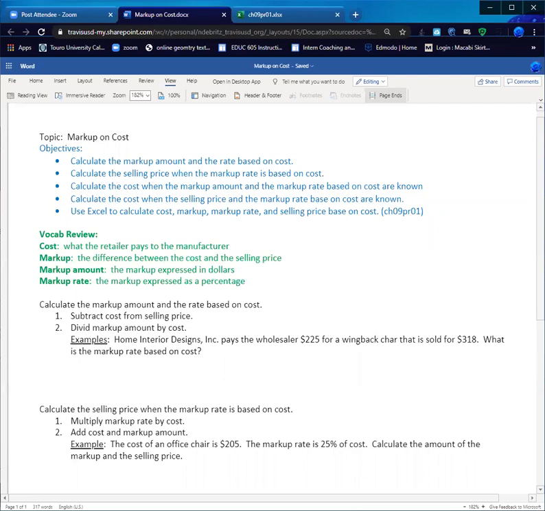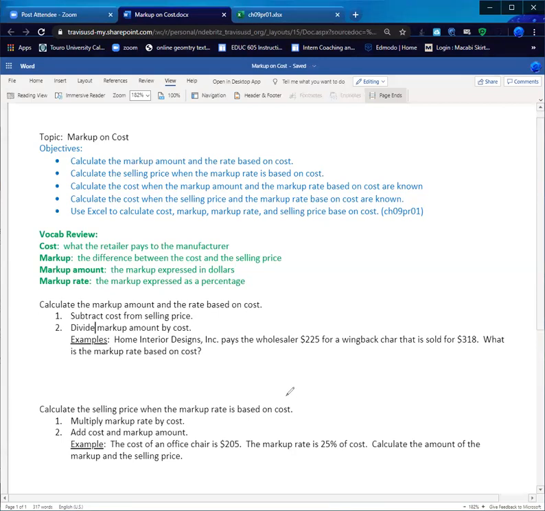So some vocabulary that we had for the last video was cost. That's what the retailer pays to the manufacturer. The markup is the difference between the cost and the selling price. The markup amount is the markup expressed in dollars, and the markup rate is the markup expressed as a percent. So we are going to calculate the markup amount and the rate based on cost. To do that, we're going to subtract the cost from the selling price, and then we're going to divide the markup amount by the cost.